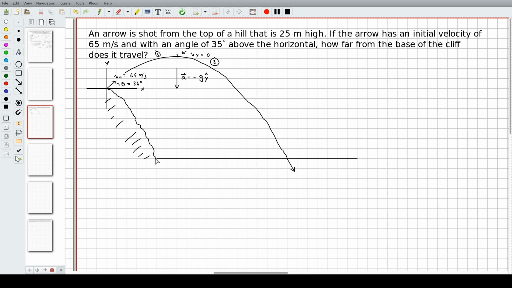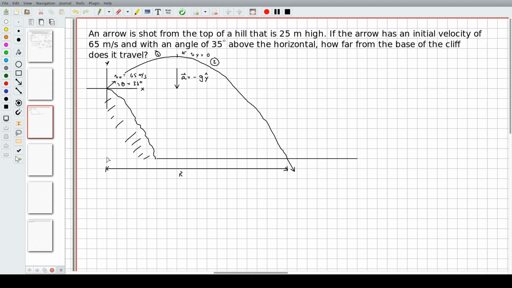We're going to pretend the base isn't way out over here. It sits right up under here where things are being shot from. This is just sort of an embellishment, I guess you could say. But really, this is the base. So this is the distance that we're looking for right here. So the whole goal of the problem here is to find the range.